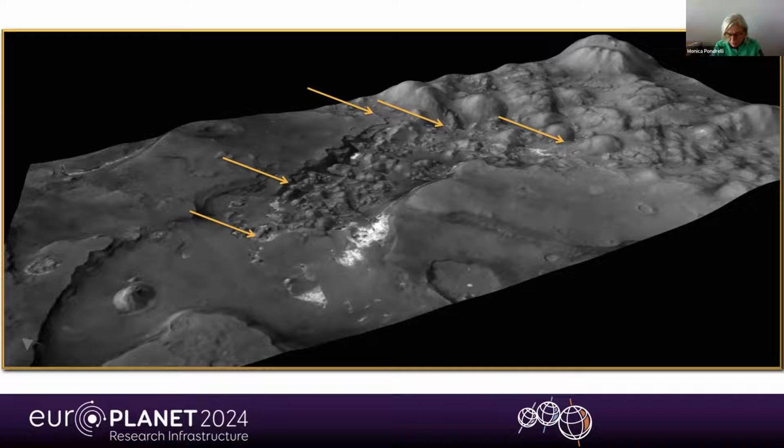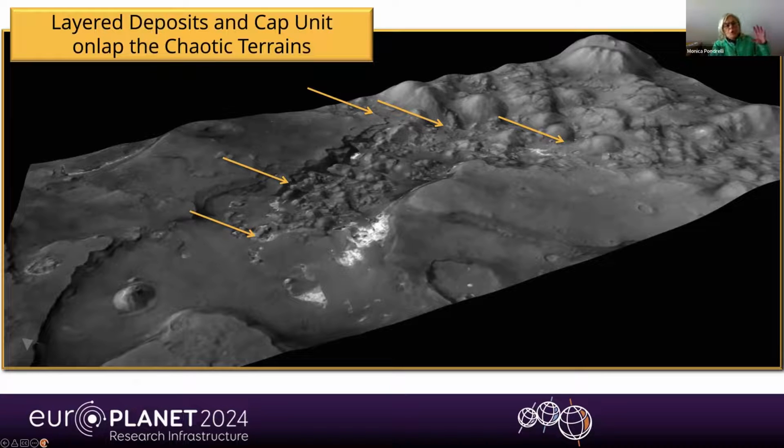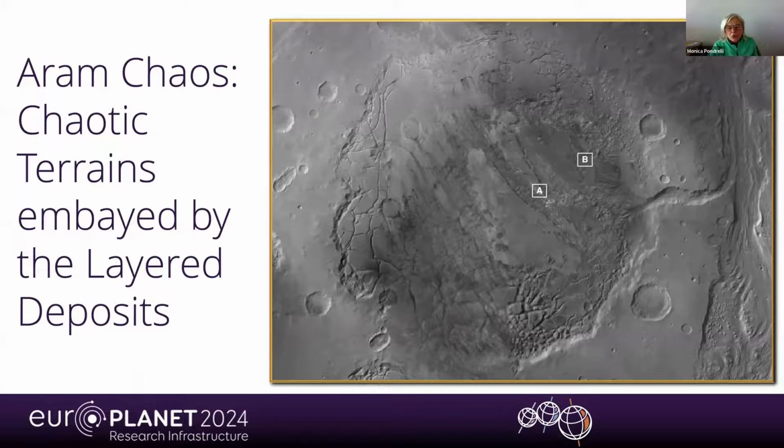So the layered deposits and the cap unit, again, please have patience. I will speak about the transition between these two units later. They overlap the chaotic terrains. Just to be more clear about this and hoping to convince you, if somebody is not convinced yet, we can move to see the very same relations in another area here.